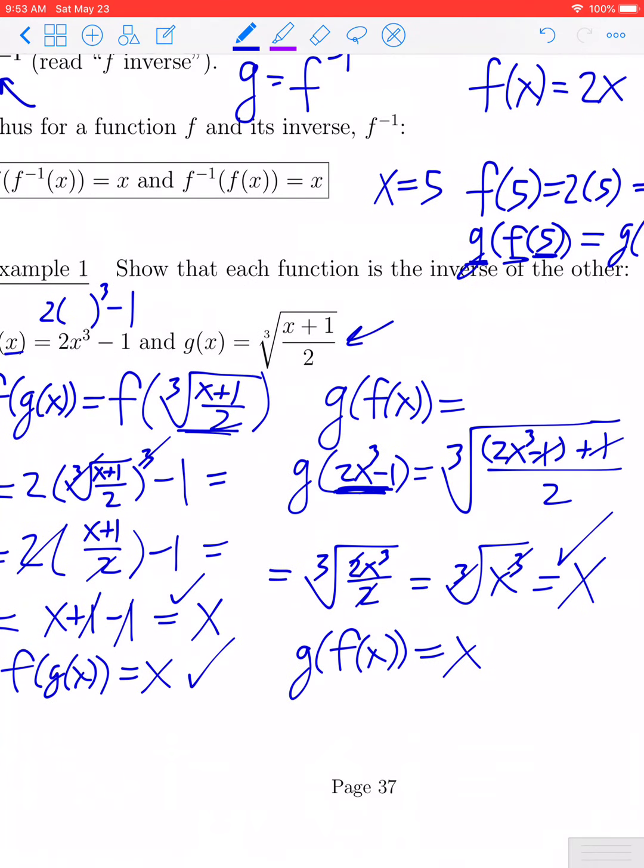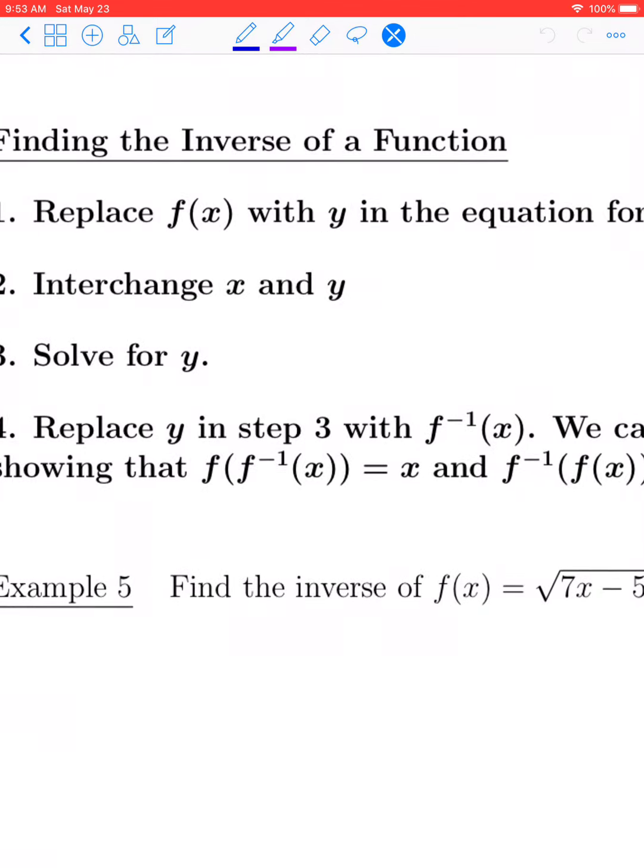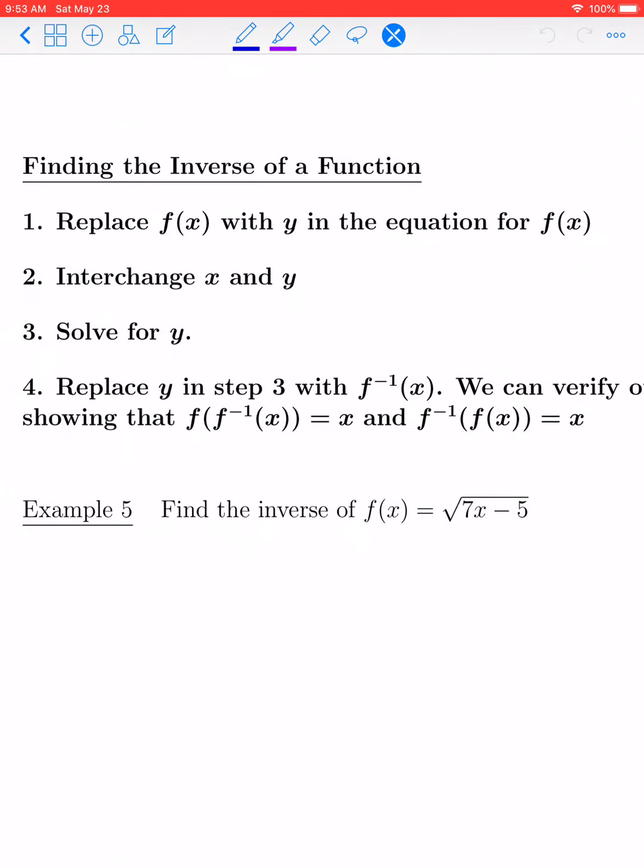By showing that both of these compositions produce x, we have verified that g is indeed the inverse of f. So verifying two inverses isn't bad, it's just a matter of checking the two compositions.